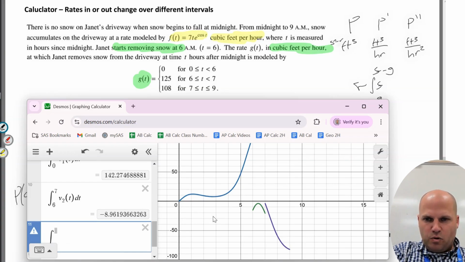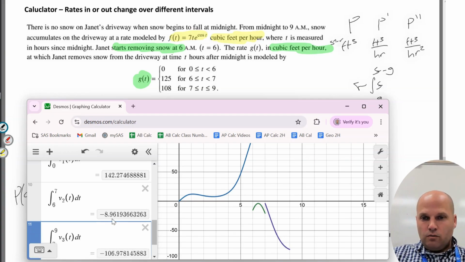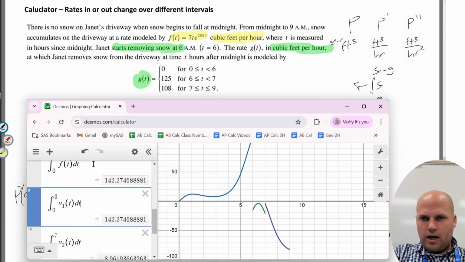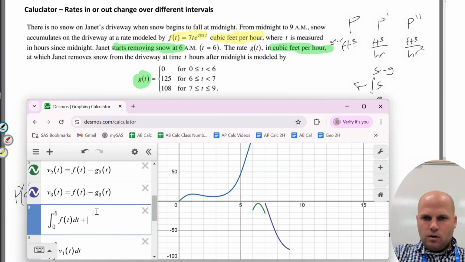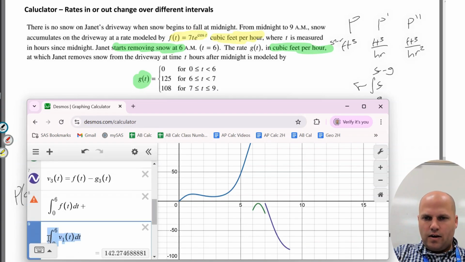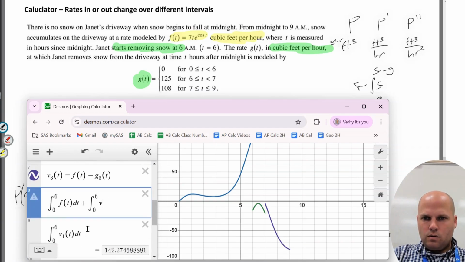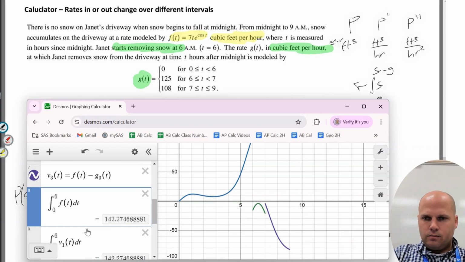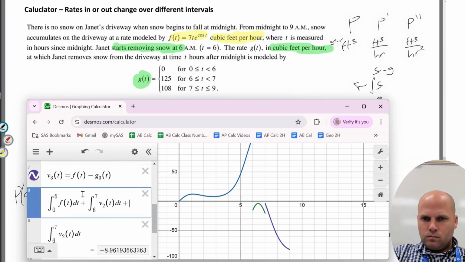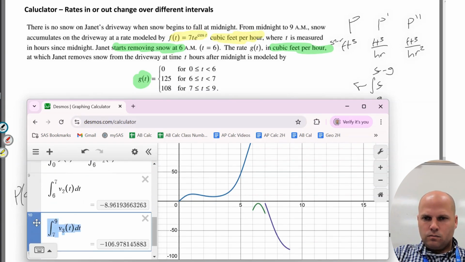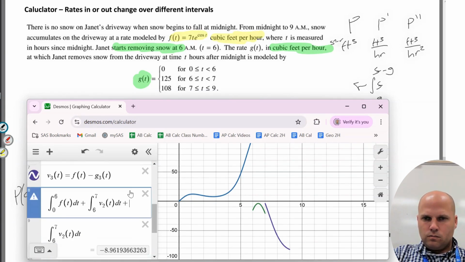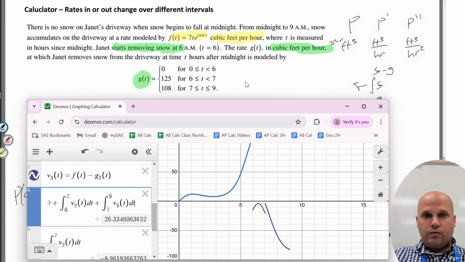This makes sense. I'm removing snow. Removing more snow. So I added this amount, then just continue to add the derivative. 26.33.